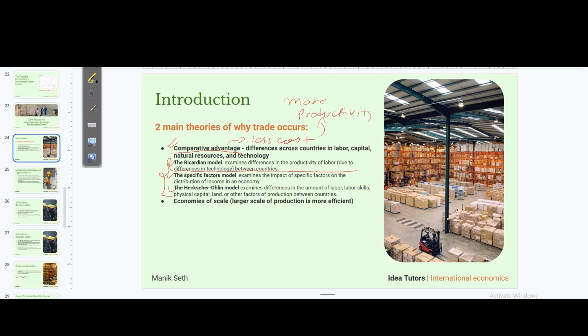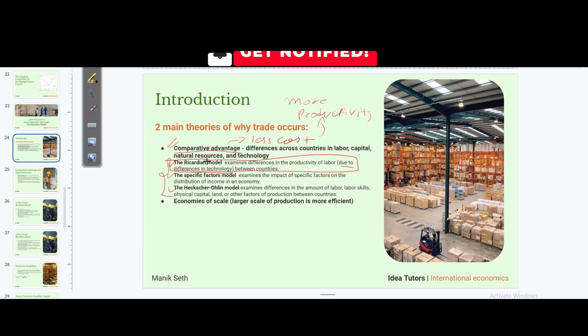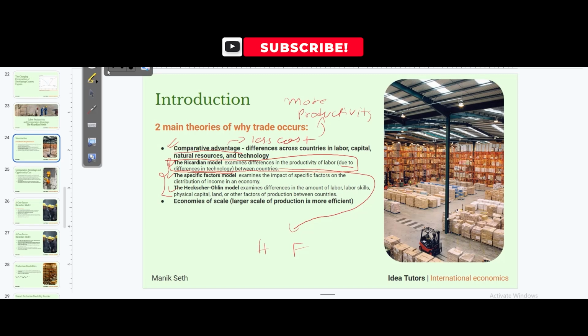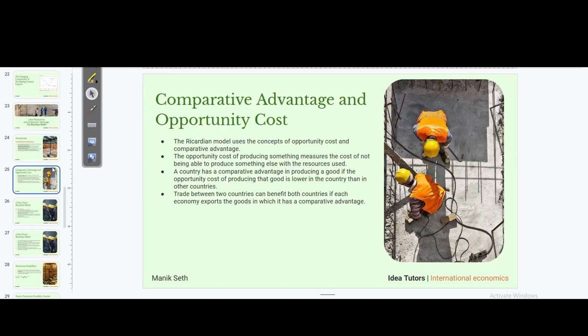The Ricardian model examines the differences in the productivity of labor due to differences in technology between countries. So for example, there is a home country and a foreign country. The Ricardian model says that productivity across these two countries is going to be different because technology is different in these two countries. We will come to the other two models later, so let's just focus on the Ricardian model. The Ricardian model uses the concept of opportunity cost and comparative advantage. So we know what opportunity cost is.